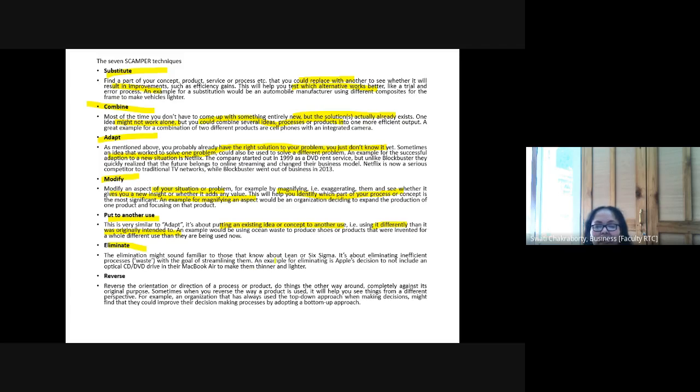Eliminate is related to lean or Six Sigma processes. It's about eliminating all the inefficient processes with the goal of streamlining them. Reverse is related to the orientation or direction of a process or product. You do things the other way around, completely against the original purpose. When you reverse the way a product is used, it helps you look at things from a different perspective. For each of these types, I've given you examples, so you can go through them.